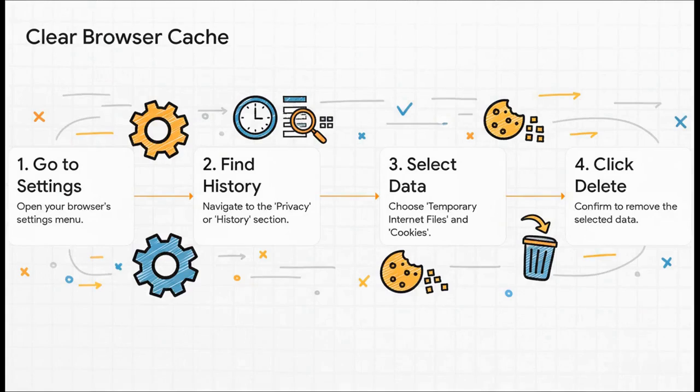This process is basically the same for any modern browser. You just go into your settings, whether it's Chrome, Edge, or Firefox, find the privacy or history section, and choose to clear your browsing data. The key here is to make sure you select temporary internet files and cookies. It's such a simple step, but it is surprisingly powerful for fixing these kinds of connection errors.